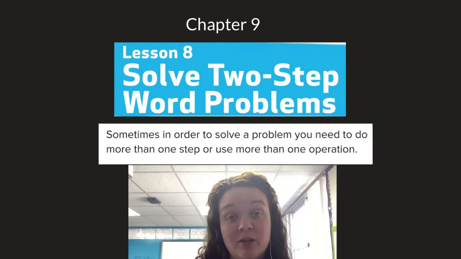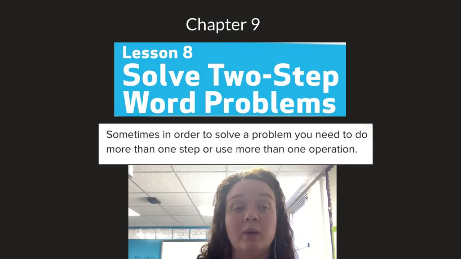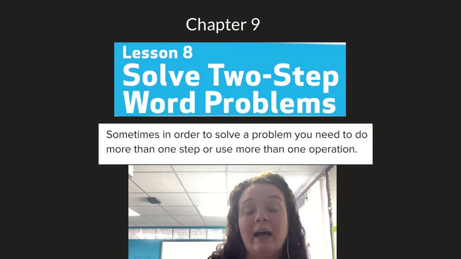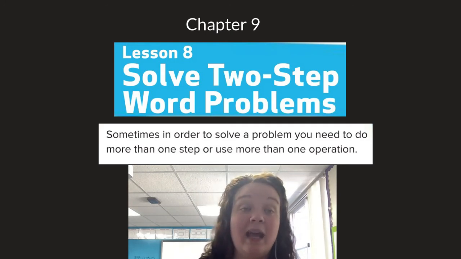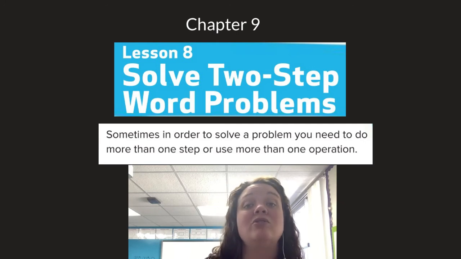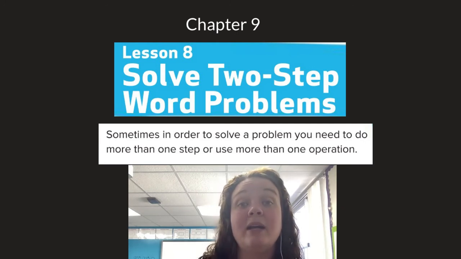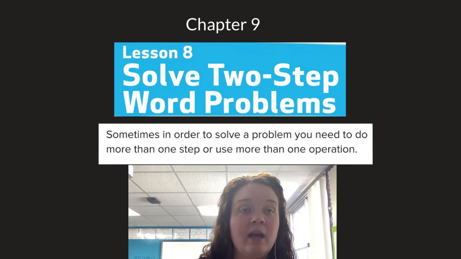Sometimes in order to solve a problem, you need to do more than one step or use more than one operation. So we might be multiplying and adding today, subtracting and adding, subtracting and dividing, or subtracting and multiplying. We're going to be doing two different operations when we're solving our word problems. So let's get started.